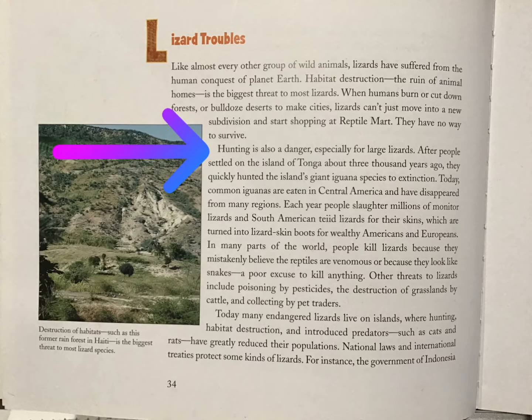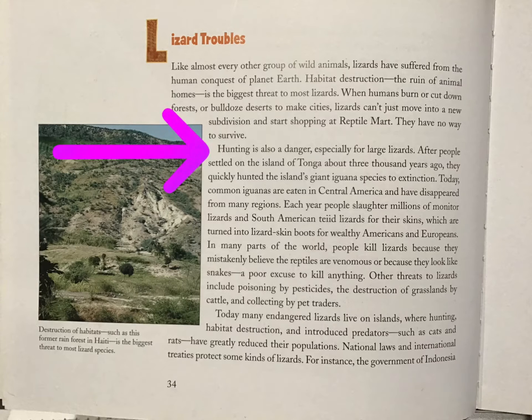After people settled on the island of Tonga about 3,000 years ago, they quickly hunted the island's giant iguana species to extinction. Today, common iguanas are eaten in Central America and have disappeared from many regions. Each year, people slaughter millions of monitor lizards and South American tea lizards for their skins, which are turned into lizard skin boots for wealthy Americans and Europeans.